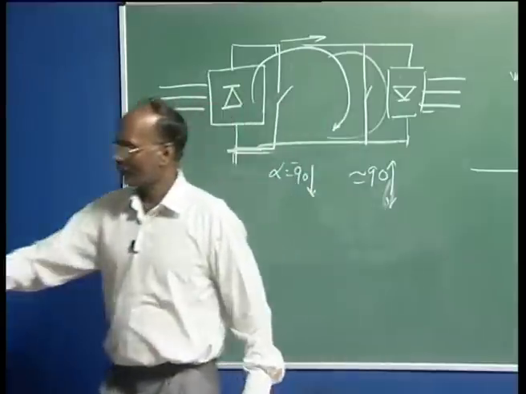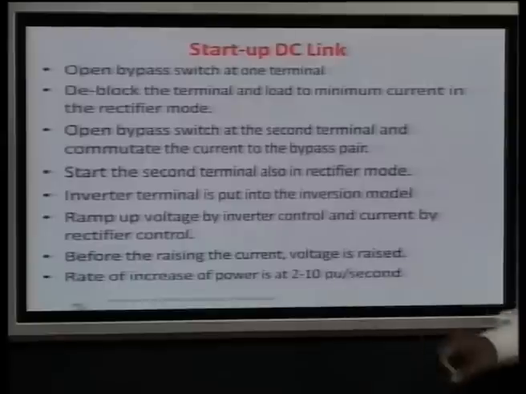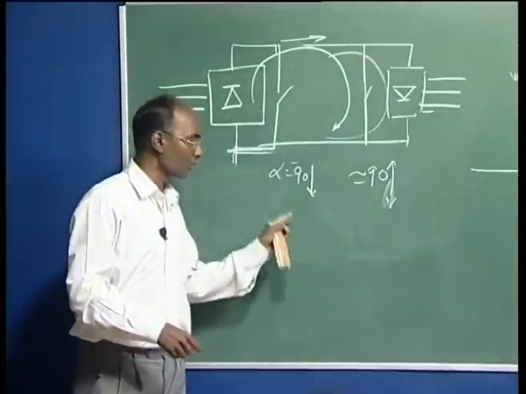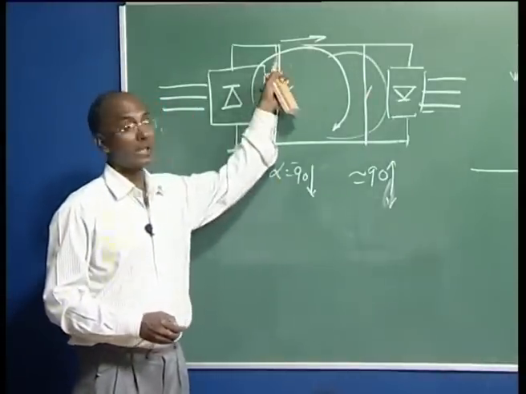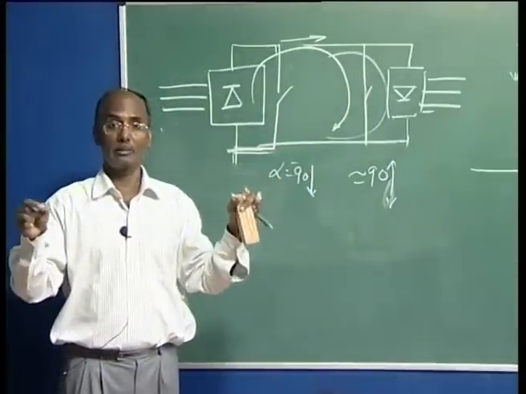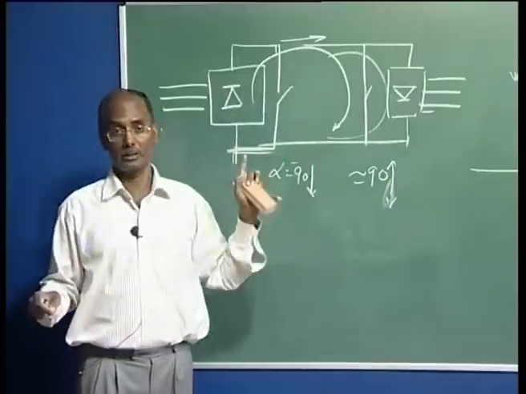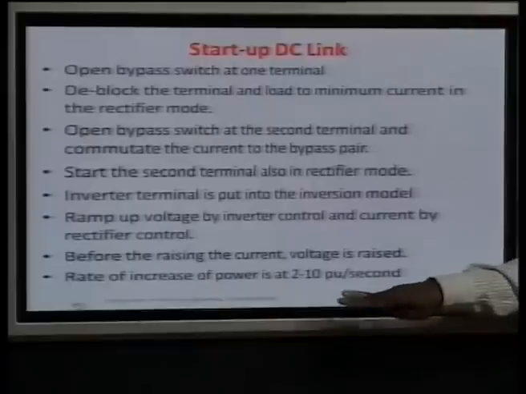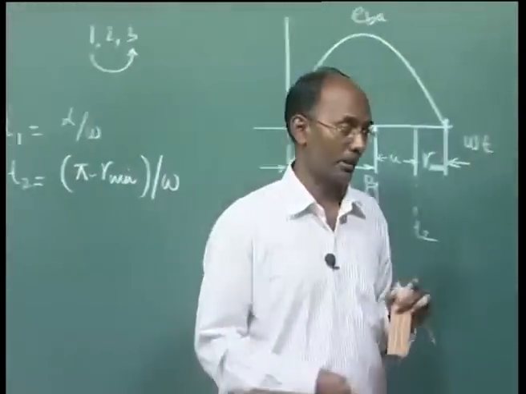Normally, the power increase is not beyond 2 to 10 per unit per second. It is not possible to suddenly go from 90 to 0 here, because if you do this, there is a huge current, and even with the smoothing reactors there, a huge voltage drop across the line will occur. The di/dt through the inductor will be there, and that is very dangerous for the HVDC link. So, it is advisable that you operate at 2 to 10 per unit power rate of change per second.